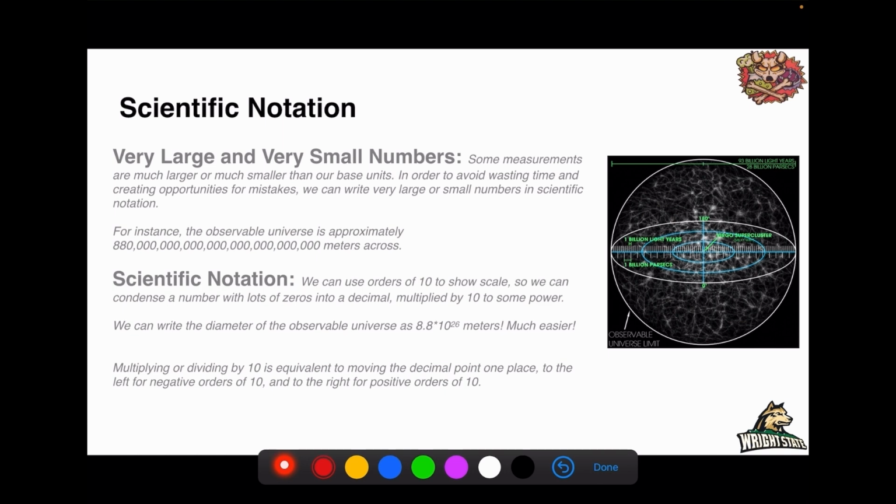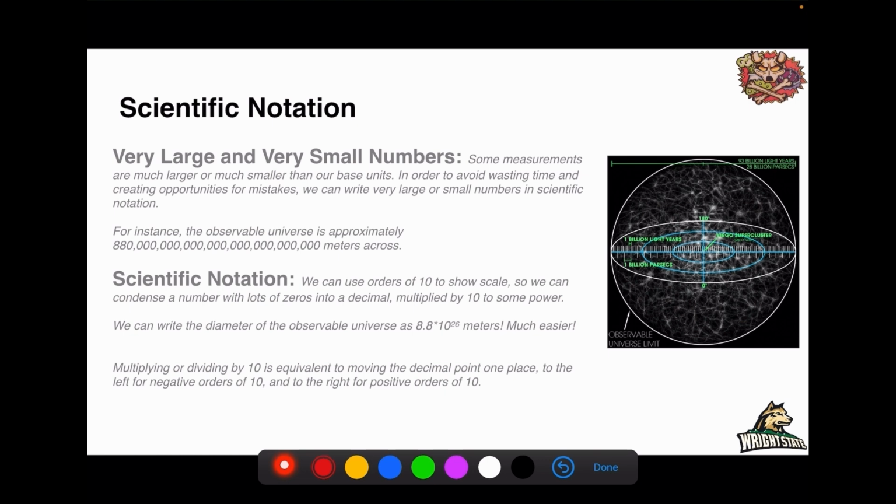So we have a way of writing big numbers and small numbers to not have to worry about moving all those zeros around. You might make a mistake that way. You also might, it's a pain to write out all those zeros every time. So we can show scale using orders of 10.